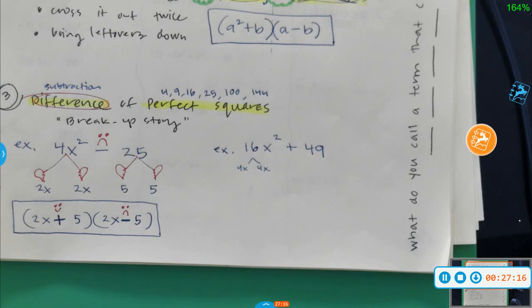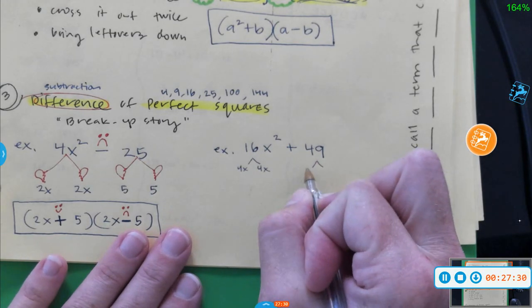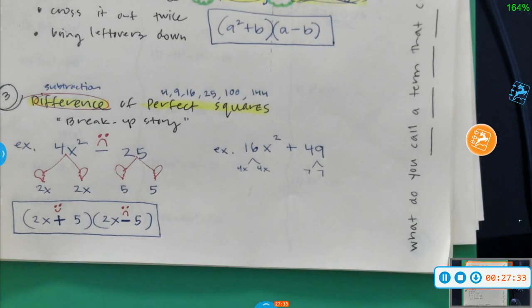No. Okay. This is 4x, 4x. It's not 4, 4xx. That is not correct. It's 2 things. Think about a heart splitting down the middle. You get a left-hand side and a right-hand side. You don't get 4 sides. Same thing here. 49 is 7 times 7. But, go back to my story.